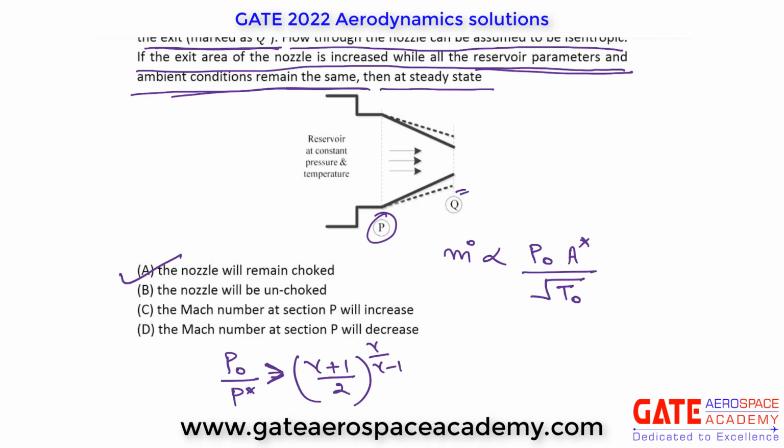Now here this A star is increasing because we are increasing the area here, and the new area will be again A star only because in the second case also it is choked, correct? So we are increasing the area, means the mass flow rate will increase. Now the mass flow rate will be more than the earlier case. It means this section, this P section, has to pass more mass flow rate. So obviously here velocity and Mach number should increase, right? So in option C, the Mach number at the section P will increase, right?